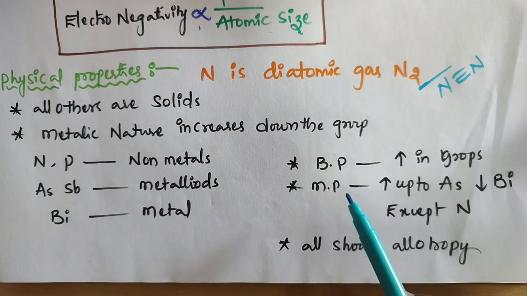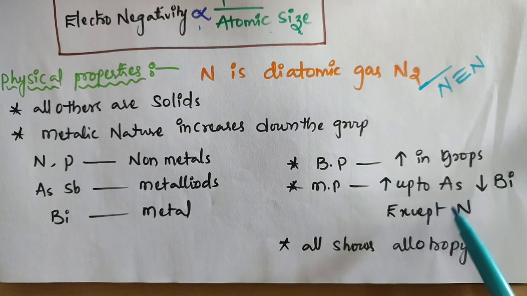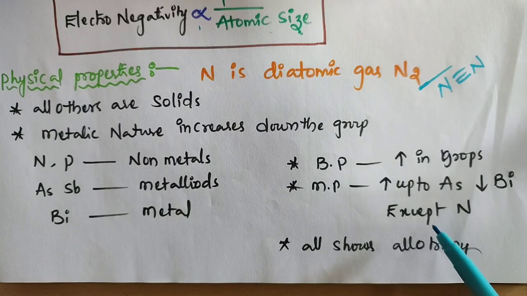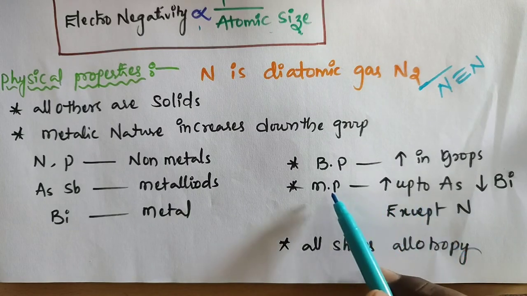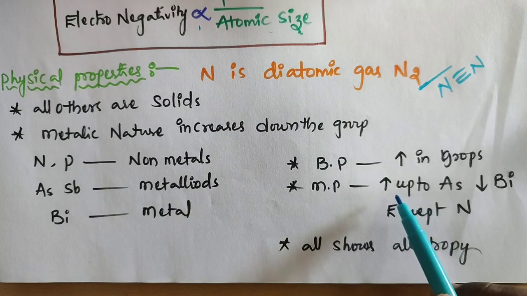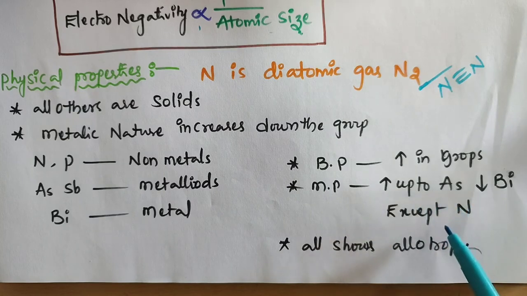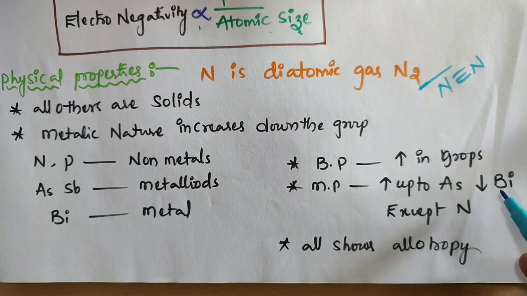Boiling points increase in the group. Melting points increase up to arsenic, and decrease after arsenic, down to bismuth. Except nitrogen, all show allotropic nature.